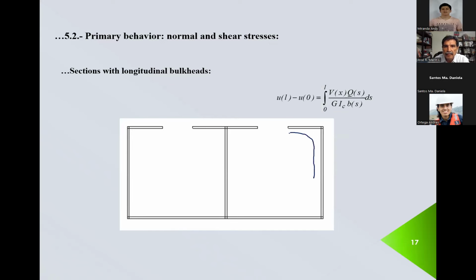You can start here. You can integrate up to here. Now, you see that these two values are not necessarily the same. Why? Because they're open. The section is open. So you can have something like this, but it's open. So you can expect the two ends to move a different amount, maybe in the same direction, maybe the opposite direction, but in general different.